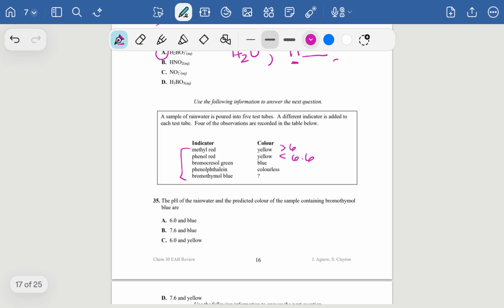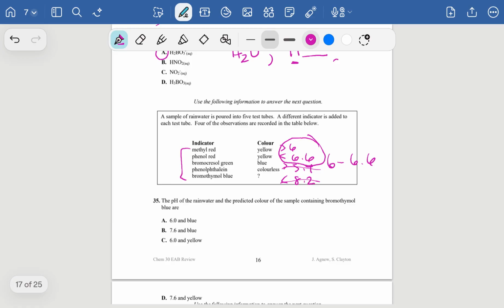For bromocresol green, we have to be greater than 5.4, but we also know we're greater than 6, so that really doesn't tell us too much. Phenolphthalein being colorless means you're less than 8.2. Same idea, we know we're less than 6.6, so that's not really telling us too much. So in bromothymol blue, what we can get from here is that our pH is somewhere between 6 and 6.6.